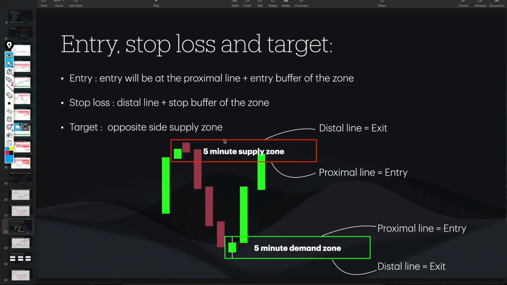In the last video we discussed how to identify the trend of the market using supply and demand zone, and in today's video we'll see what is the entry zone, what should be my stop loss, and what should be my target if I'm using the supply and demand zone concept.